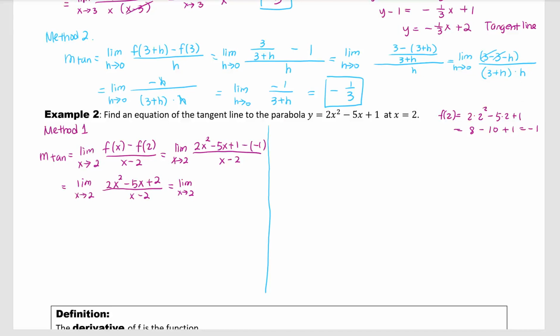So then next, what do we do? Well, when you plug in 2, you realize we get 0 over 0, but because we have a polynomial, it means we can factor it, right? How can we factor it? 2x, x, negative 2 and negative 1, right? So this is how we can factor it. Now, can you see the bad guy? Yes, x minus 2 is the bad guy.